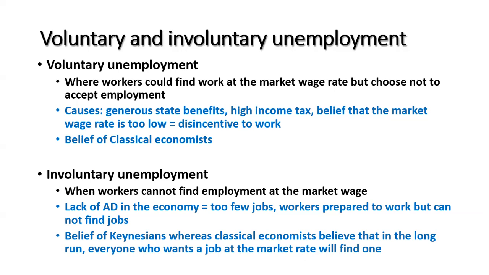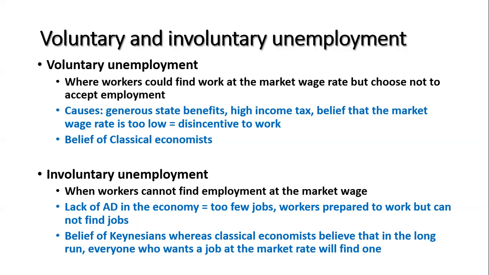Involuntary unemployment, there could be potentially, when workers cannot find employment at the market wage rate, it could be a lack of AD in the economy, a lack of aggregate demand, too few jobs, workers prepared to work but cannot find jobs. You will find in economics that labour is derived demand. The demand for labour is derived from the demand of a good or service which labour produces. If the demand for the good falls, the demand for labour to produce that good will also fall.